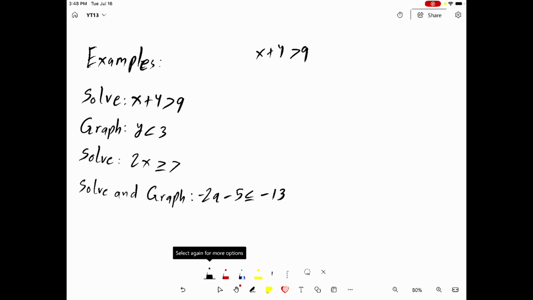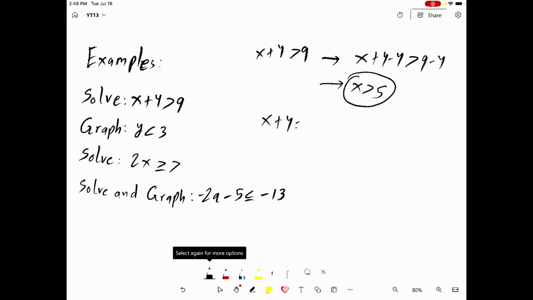We just want to isolate the variable. So first we have to subtract 4 from both sides. x plus 4 minus 4 is greater than 9 minus 4, so x should be greater than 5. It's that simple. That's our solution. That's how we're going to do it. And if you're confused about the inequality stuff, just think of it like this. Instead, we could just do x plus 4 is equal to 9. Solve for x the same way.